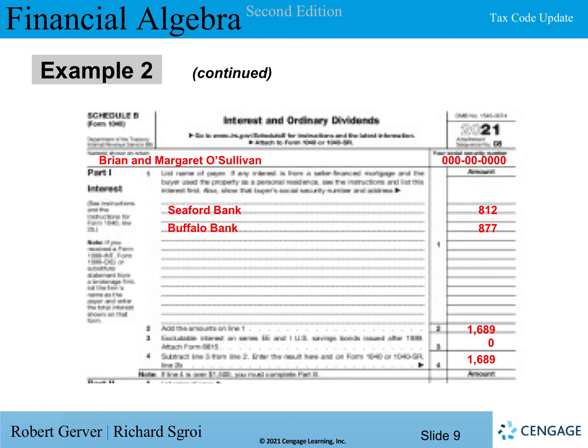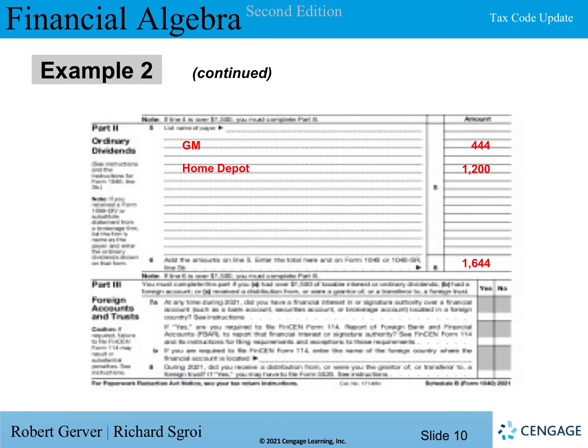Now, since they received interest, they need to fill out the interest and ordinary dividends schedule, which is Schedule B, all right? So they take Schedule B, and they put their name and their Social Security number. Actually, it's going to be the first name's Social Security number. In this case, it's Brian's. They put down the two banks where they received interest and how much from each bank. And then they total it down here, so you can see it's $1,689.